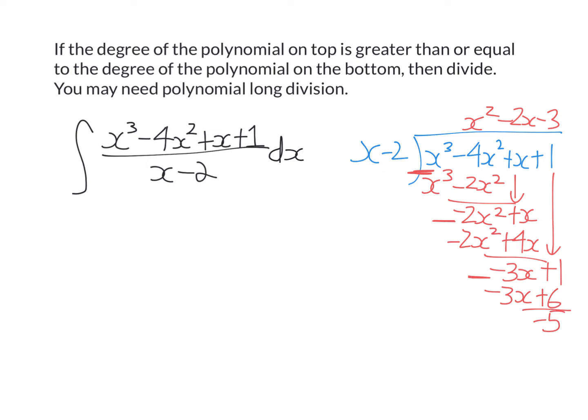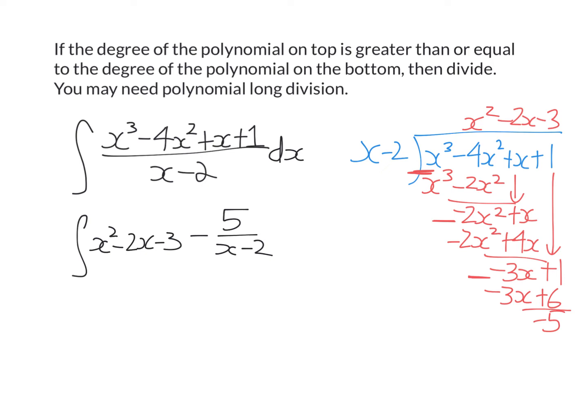So what does that mean? It means that this polynomial divided by this is equal to x squared minus 2x minus 3, but then we've got a remainder of 5. So it's minus 5 over x minus 2.